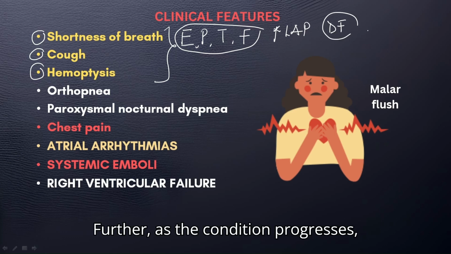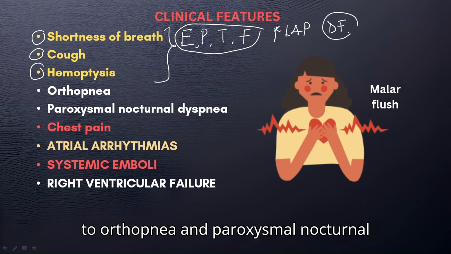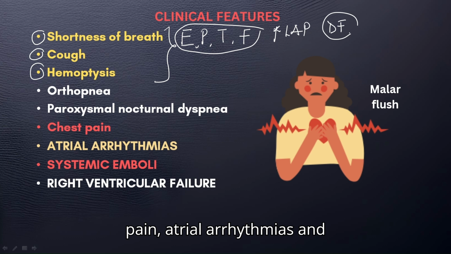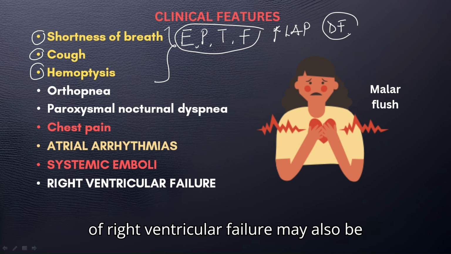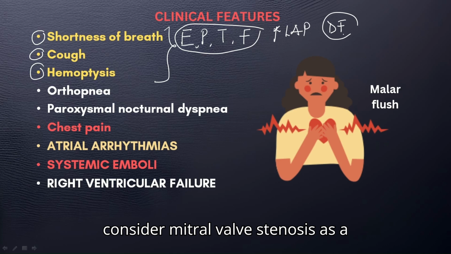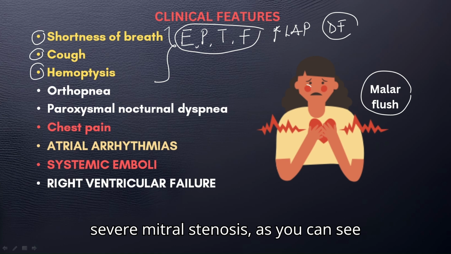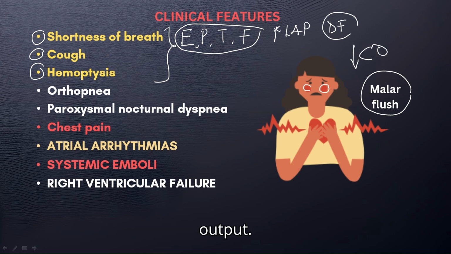Further, as the condition progresses, heart failure can also occur, leading to orthopnea and paroxysmal nocturnal dyspnea. There is also potential chest pain, atrial arrhythmias, and systemic embolism. Additionally, signs of right ventricular failure may also be present. In fact, it is essential to consider mitral valve stenosis as a differential diagnosis when right ventricular hypertrophy is present. We may also see malar flush in severe mitral stenosis, as you can see right there on the cheeks. These are signs of a decreased cardiac output.